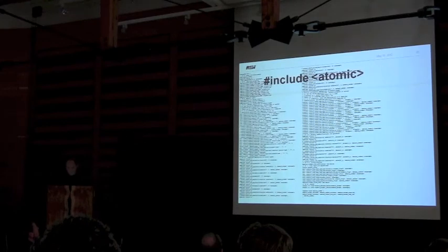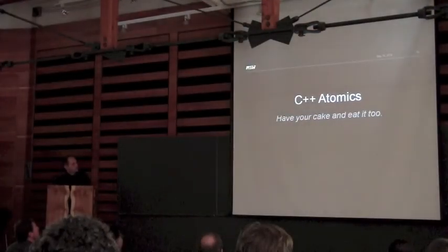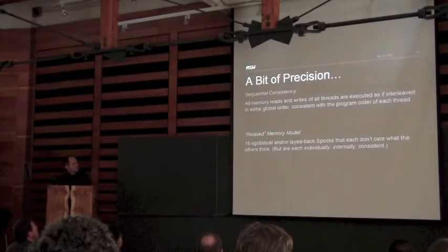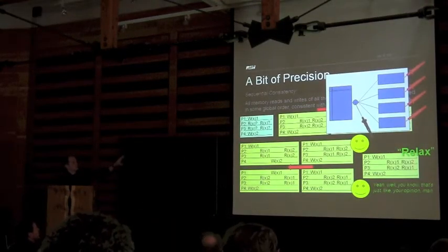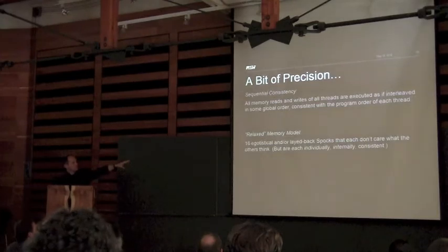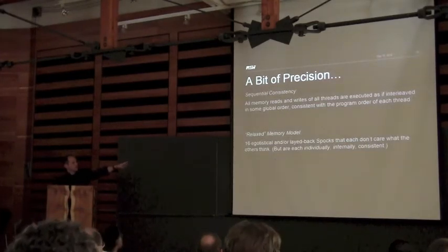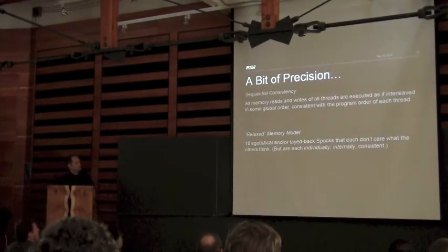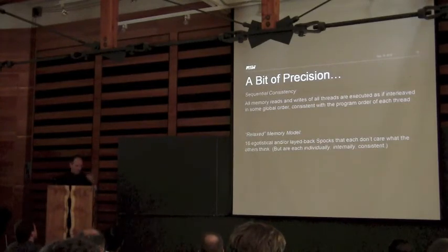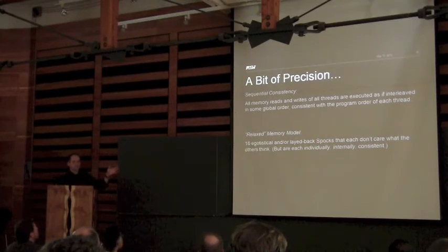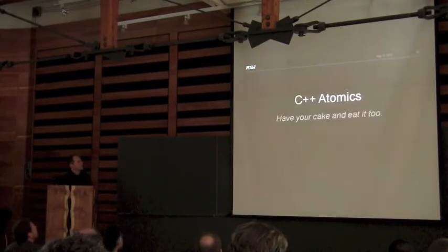I want to go backward a little bit further. So my precise definition of the relaxed model is 16 egotistical or laid-back Spocks that don't care what the others think. But individually, they're consistent. They won't see anything odd from their point of view. They just don't talk to each other. So that's not quite precise, maybe, but that's what we have to work with.